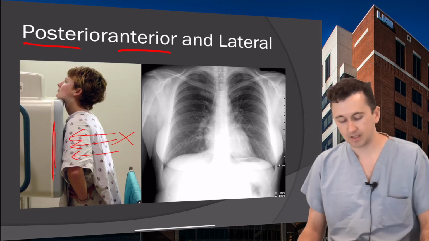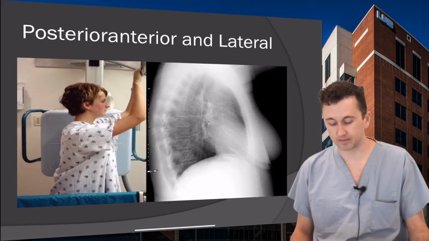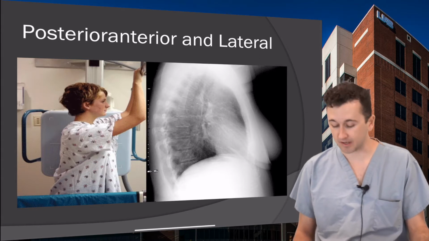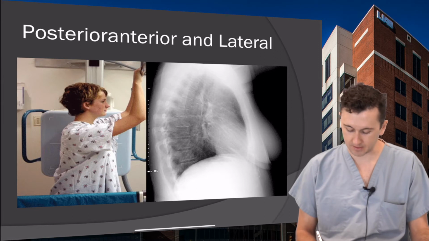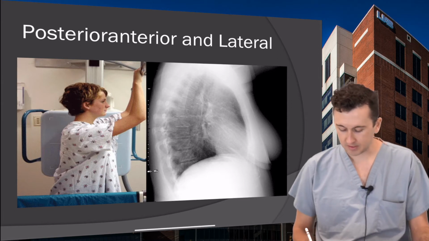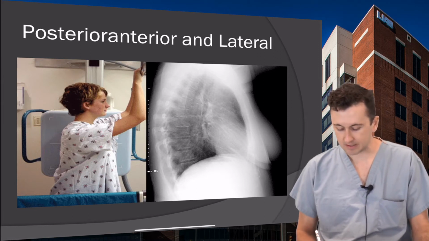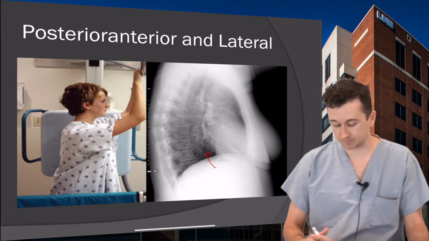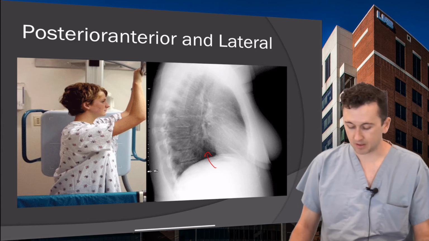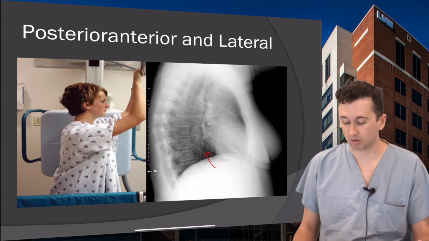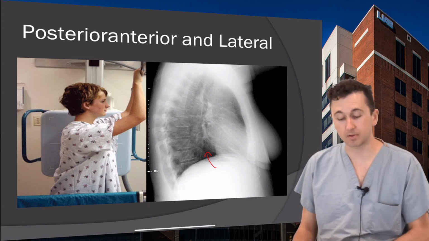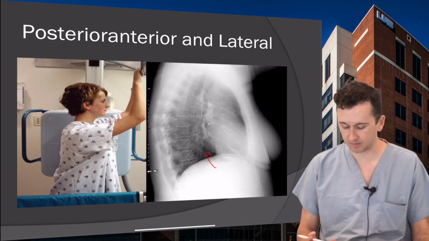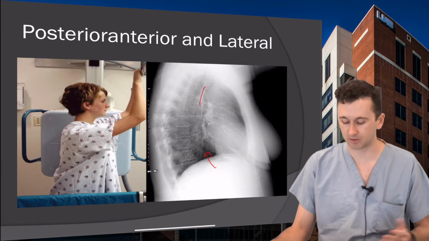Now generally, PAs are almost always coupled with lateral films. There are a lot of advantages to lateral films, but the key thing is that it's going to expose anything behind the heart or deep in the posterior sulci of the diaphragm, which you're not going to be able to get on a PA or, sorry, an AP film. The lateral is the only film that's going to show you any opacities or pathology that's behind the heart.